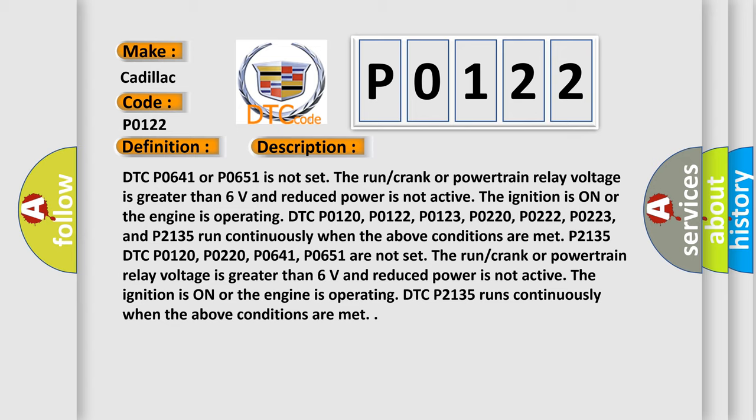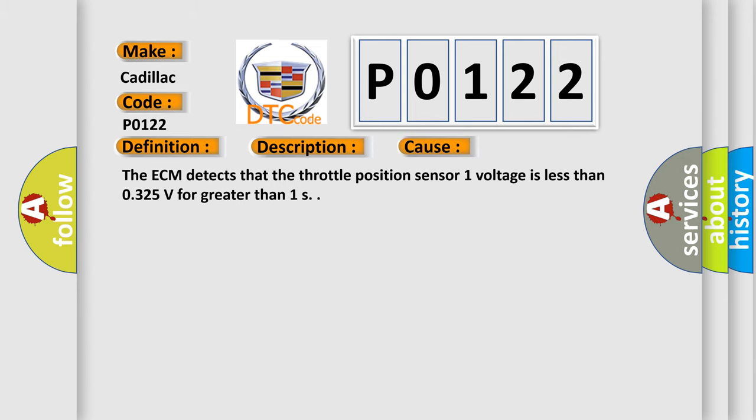This diagnostic error occurs most often in these cases. The ECM detects that the throttle position sensor 1 voltage is less than 0.325 V for greater than 1 second.